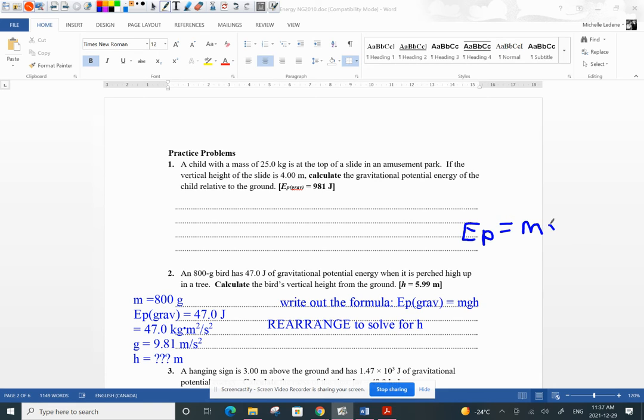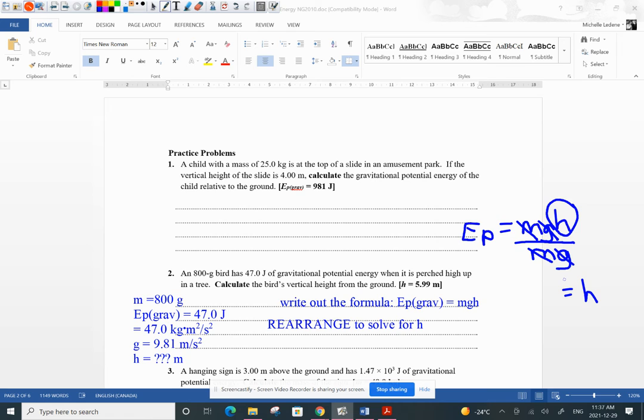It's mgh. So we have to get h all by itself. And that means to do that, we have to get rid of everything else on this side. So it's m times g times h. The opposite of multiplying is divide. So we're going to divide out mg on this side. That will cancel mass. That will cancel gravity. Now we're left with height.